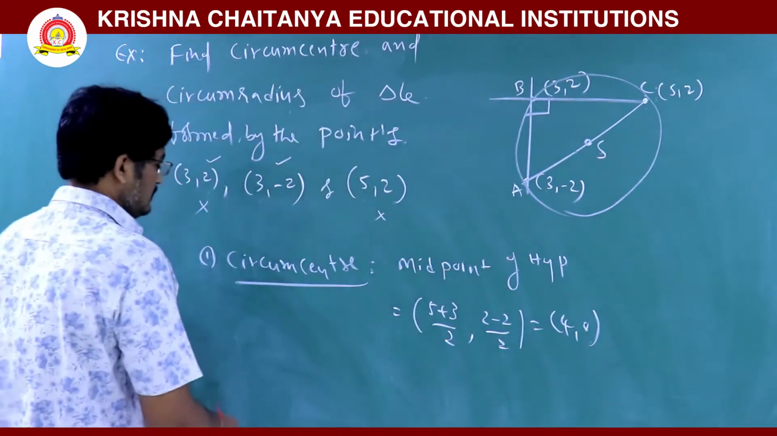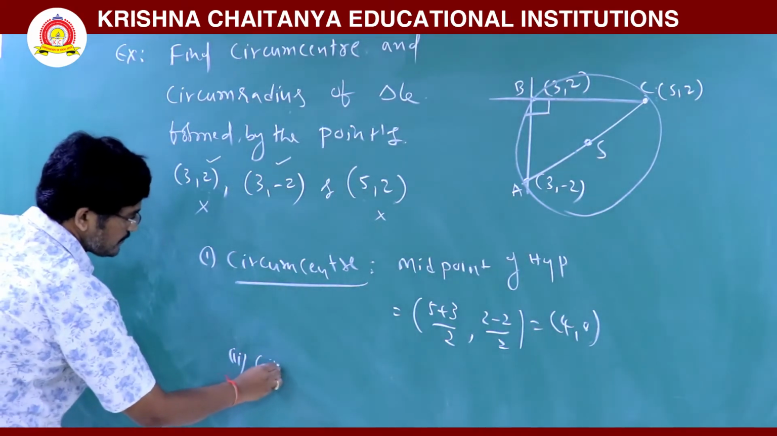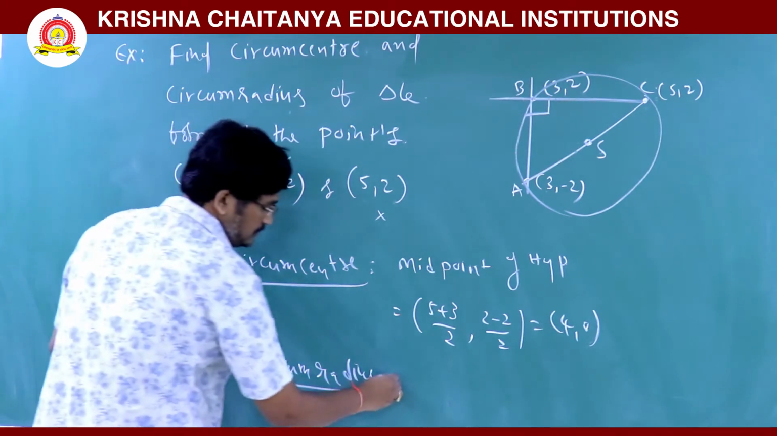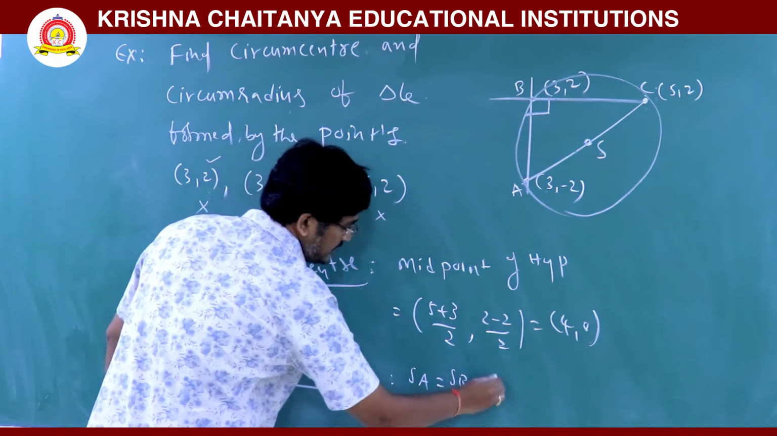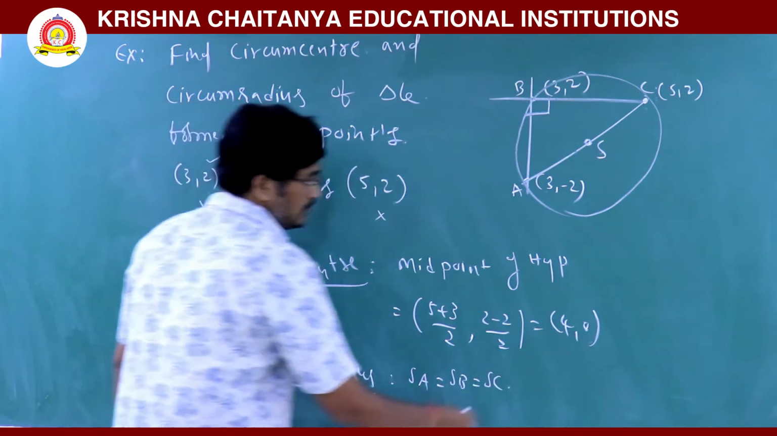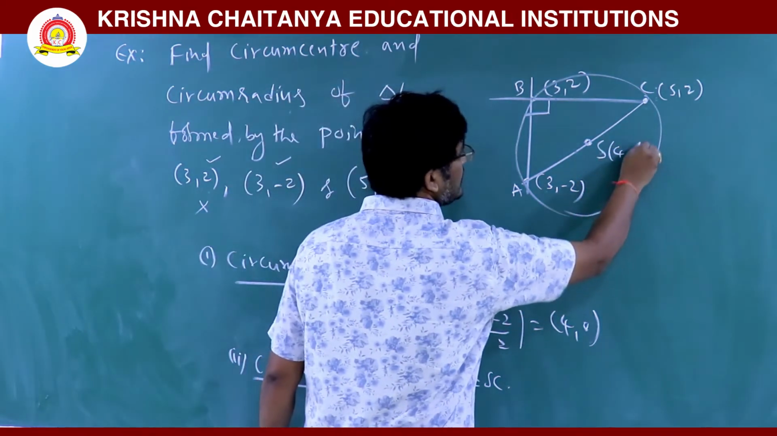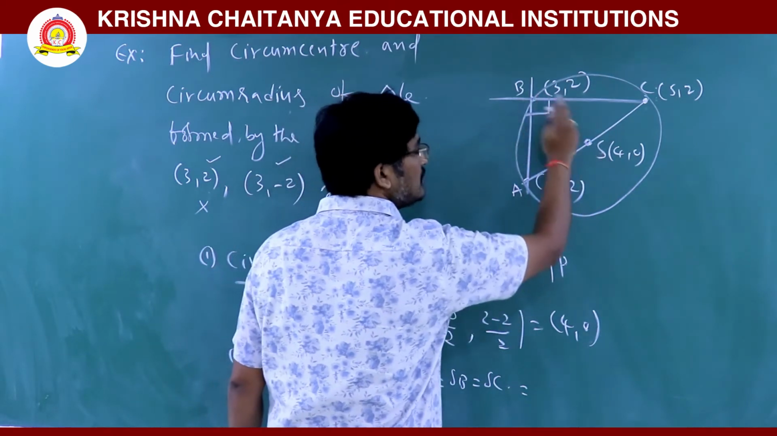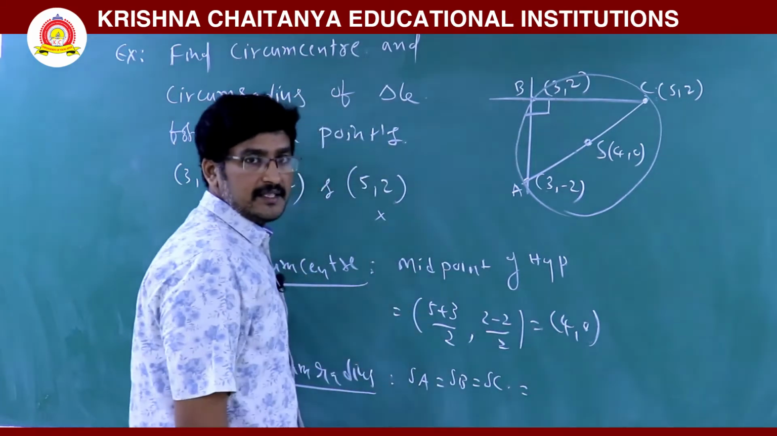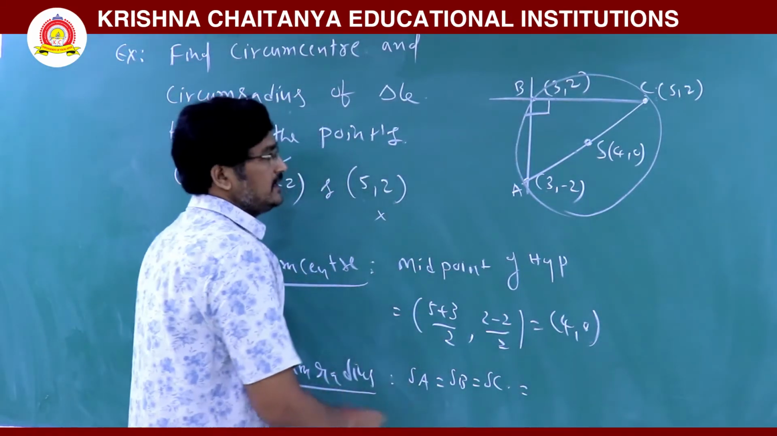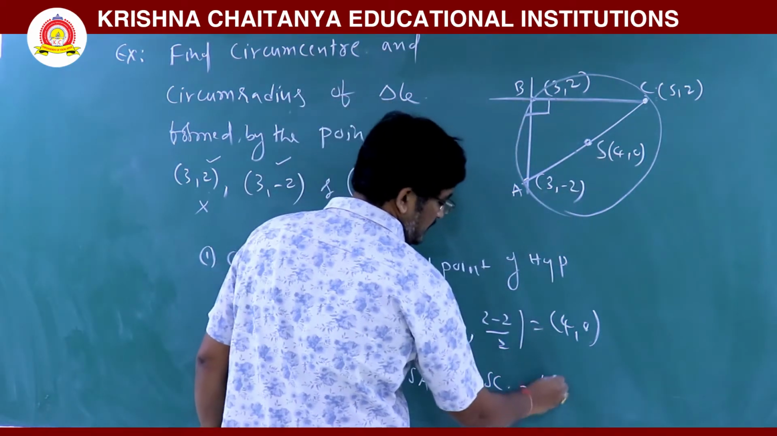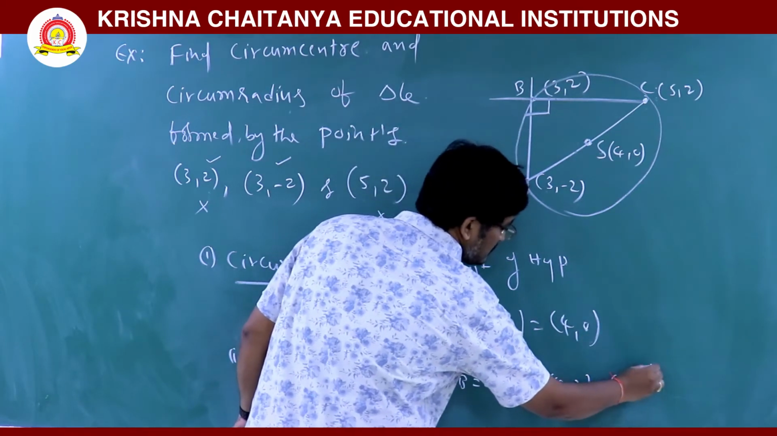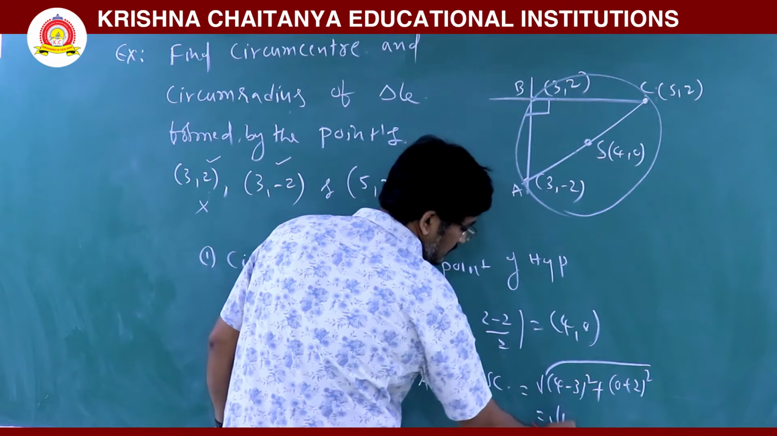Now the circumradius of the triangle is equal to SA or SB or SC. Now I am finding SA. What is S? (4, 0), you already know. So SA is the distance between these two points. You can find any of the distances among these three. I am finding SA now. SA is equal to the square root of (4 - 3) whole square plus (0 + 2) whole square. So this is 1 and this is 1.